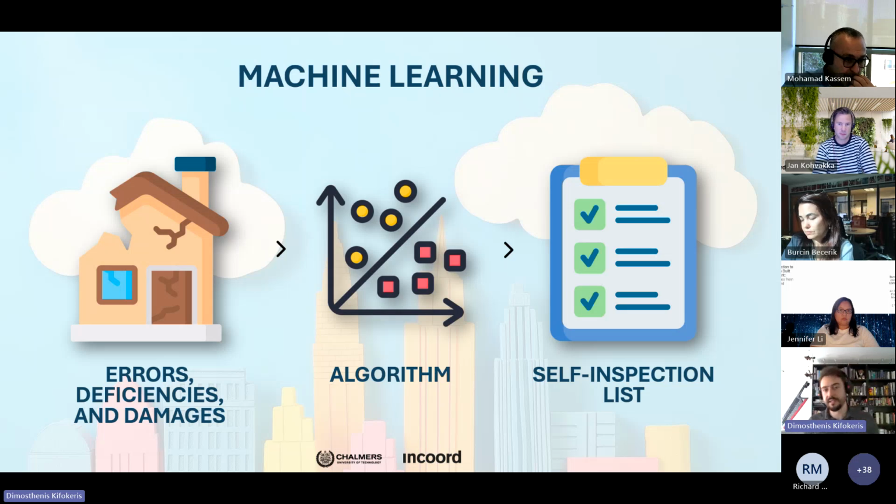So the initial idea is that we had this simplified structure where we feed a specific machine learning algorithm with errors, deficiencies, and damages. And what we get out of this as an outcome is a self-inspection list. And just to let you know, when we say self-inspection list, it has to do with the legal framework of Sweden on how quality audits and quality inspections are made, where contractors and specific quality surveyors have lists that they need to check regarding specific quality intensive issues in the project.